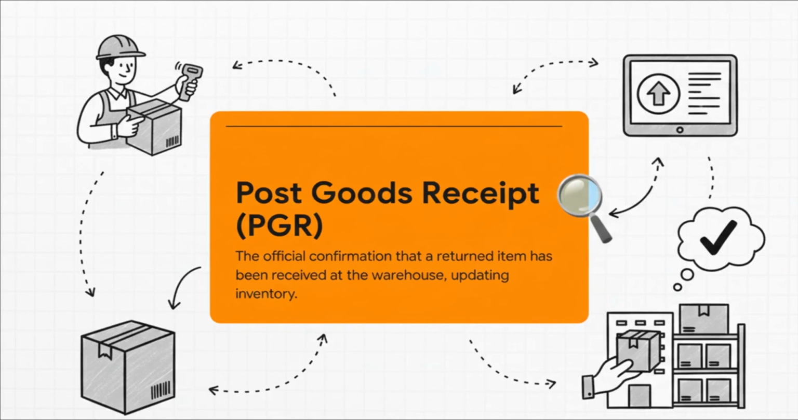The big moment in this physical journey is an event called the post-goods receipt, or PGR. This is the exact second a warehouse worker scans that item. Bam! The system officially says it's here. And instantly, the company's inventory count is updated. The product is officially back on the books.